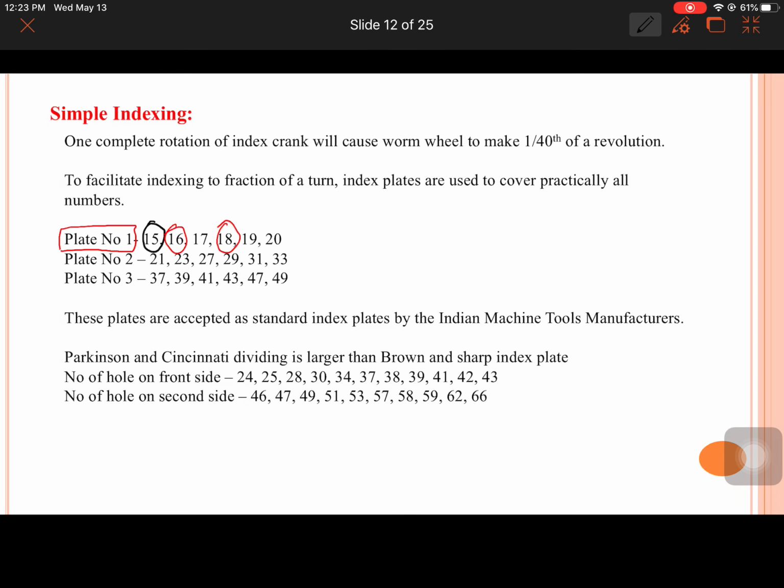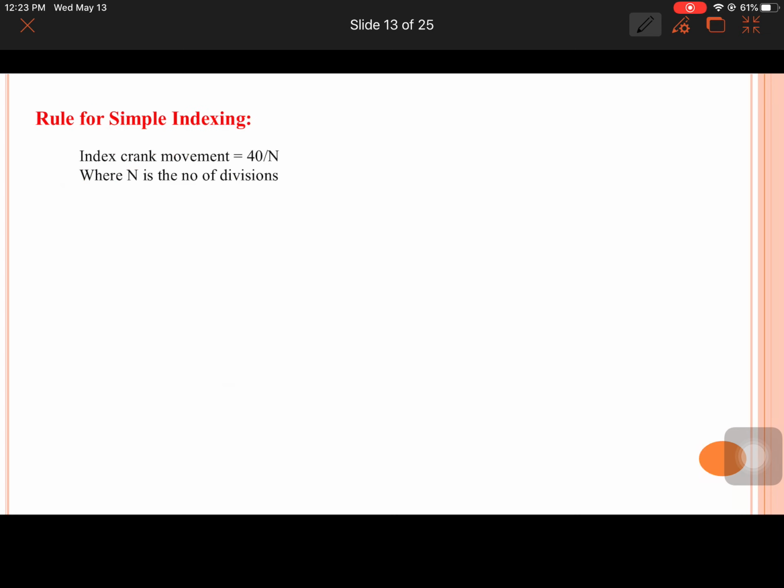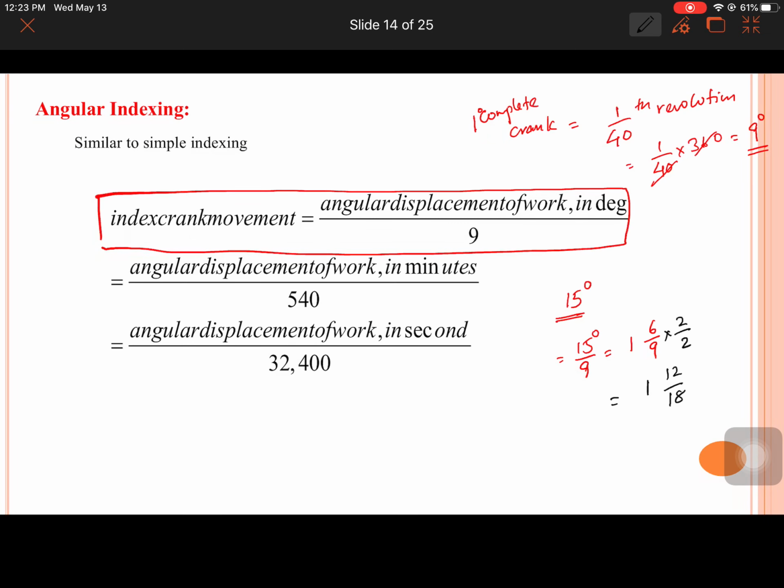So what we need to do? I need to rotate the crank by 1 complete revolution, and from there 12th hole in the 18-hole circle. In this way you can achieve the angular indexing. The same formula can be expressed in minutes, and that can be expressed also in seconds.